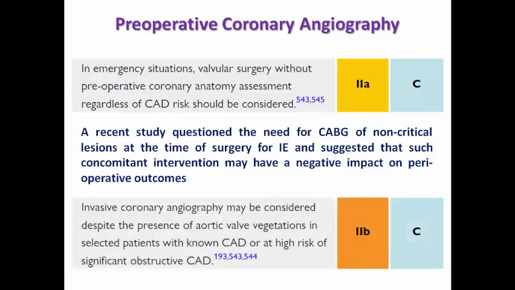Invasive coronary angiography may have a class 2B recommendation in case of aortic valve vegetation in a patient at high risk for coronary artery disease, but of course the first recommendation is to go for CT coronaries.